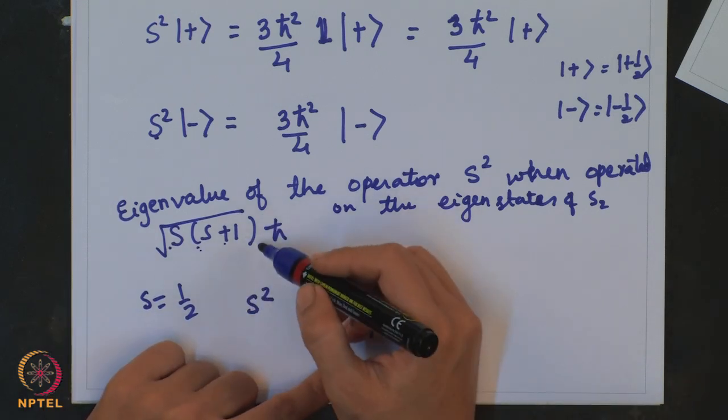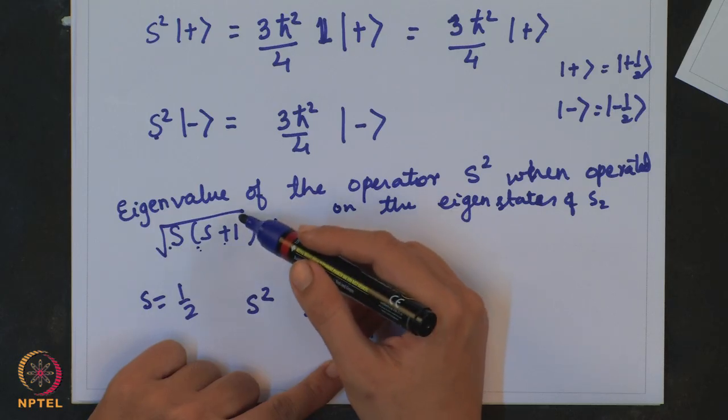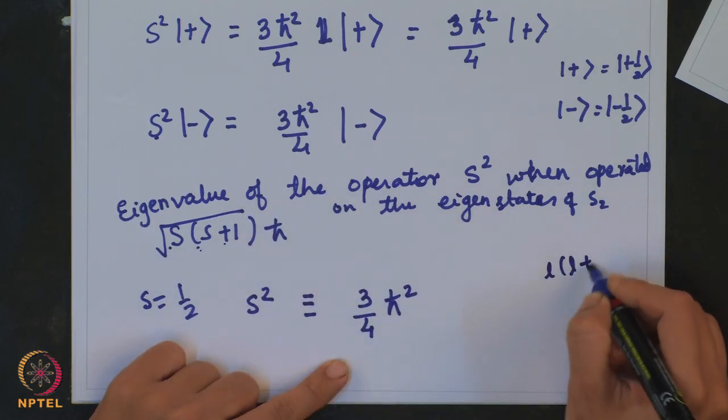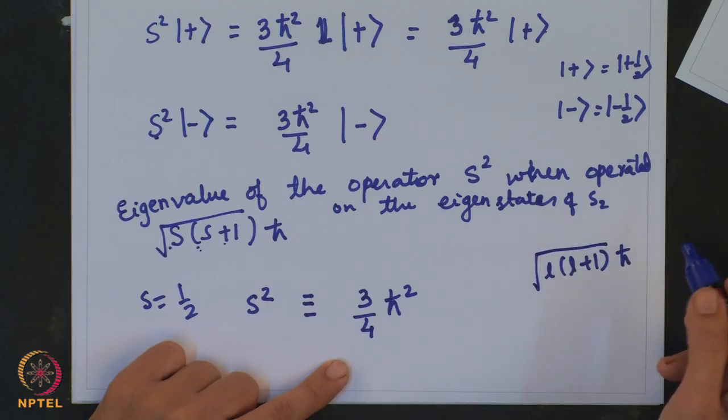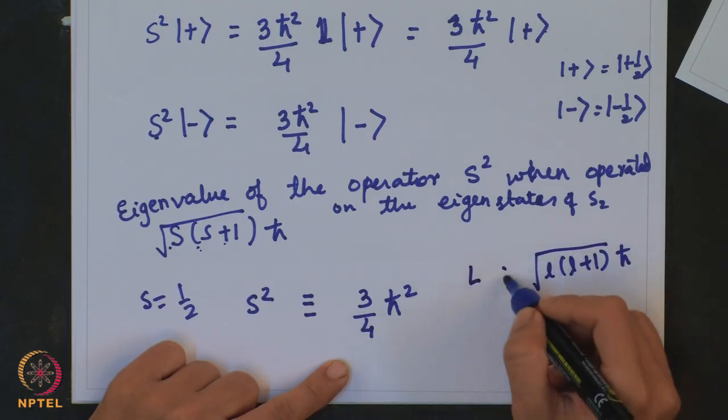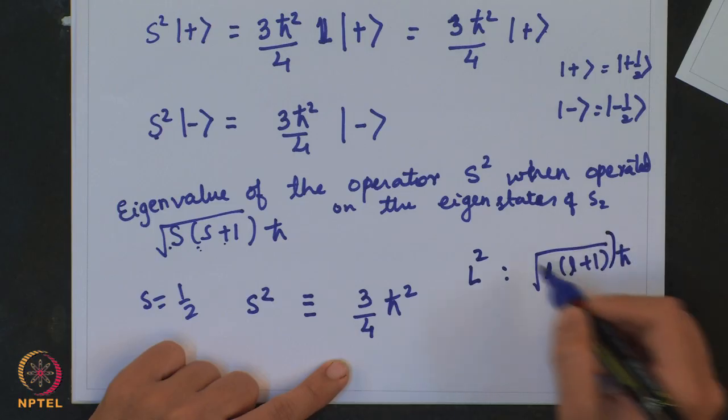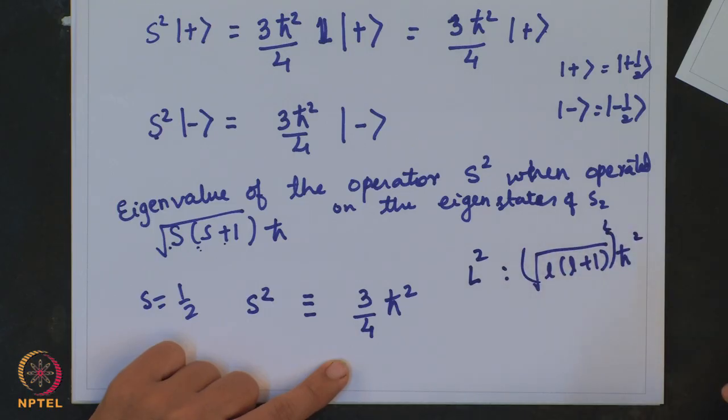This you remember, this is the same result as we got for orbital angular momentum, which was the square root of L into L plus 1 times ħ for L. So, L square was the square of this.